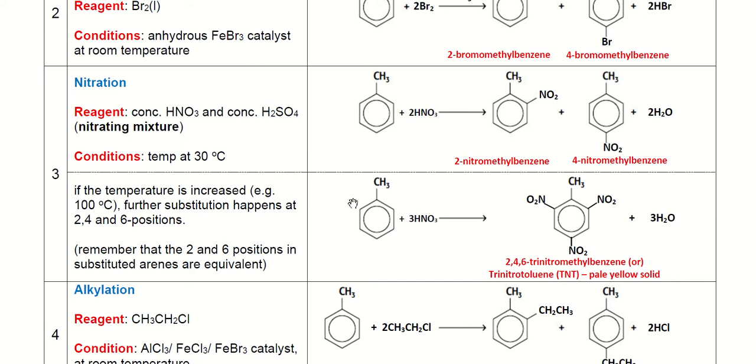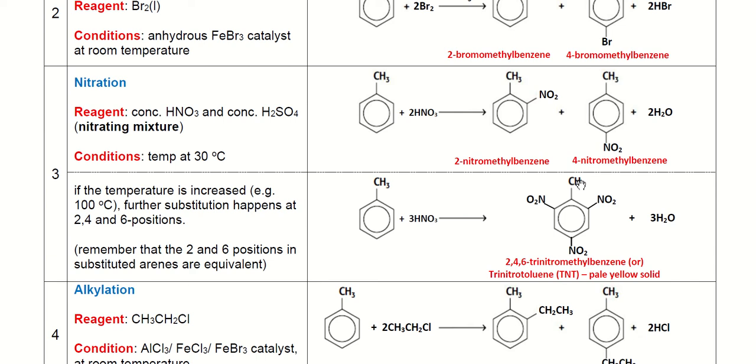Okay, the nitronium ion, the NO2. The reason why, remember, is that the 2 and the 6 positions in substituted arenes are equivalent. If you count clockwise, this is the second position here. But if you count anti-clockwise, this is your second position there. That's why all of these 2, 4 and 6 will be occupied. So it will look like this.